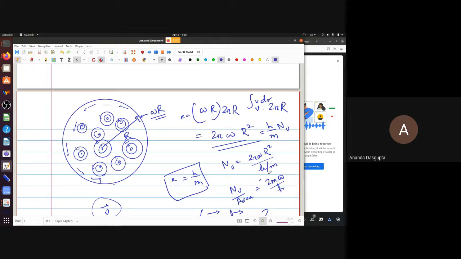So this gives you the number of vortices per unit area produced in a rotating cylinder full of superfluid, where omega, of course, is the angular velocity of the superfluid. So the faster you spin the fluid, the more vortices are created. To go beyond this, this is not the end of the story, of course.